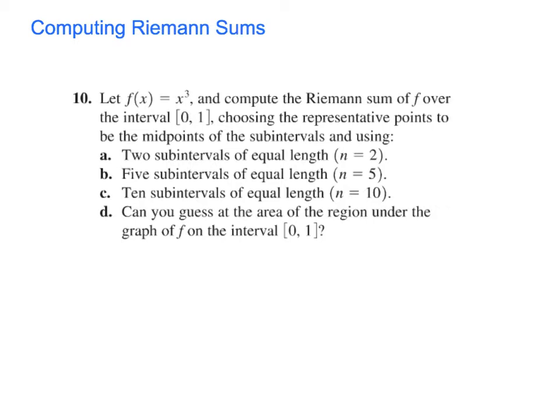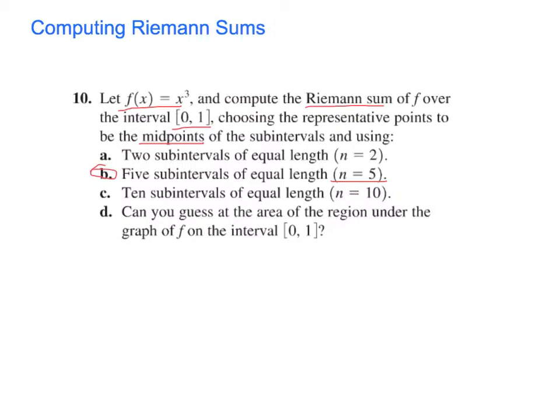One of our tasks in Chapter 6 is to compute Riemann sums, and you can see here in problem 10 we're asked to do just that. We're asked to compute the Riemann sum for this function, f of x equals x cubed, over the interval 0, 1. We're going to choose some representative points using midpoints of the subintervals. And I'm going to focus on letter B here. So I'm going to work on using 5 subintervals of equal length.